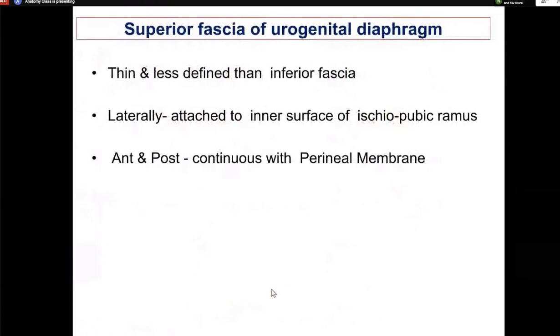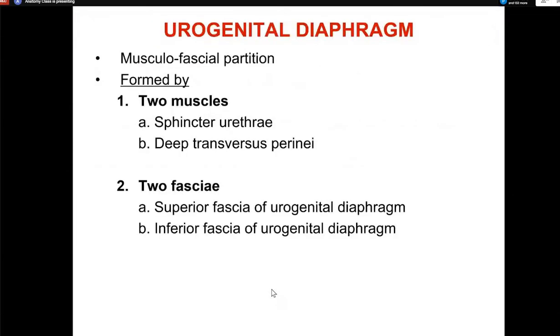Now, the superior fascia of the urogenital diaphragm is attached to the inner surface of the ischiopubic ramus, and that continues both anteriorly and posteriorly with the perineal membrane. The next is the urogenital diaphragm. The urogenital diaphragm is the musculofascial partition, and that is mainly formed of two muscles.